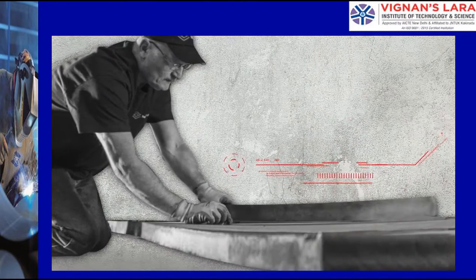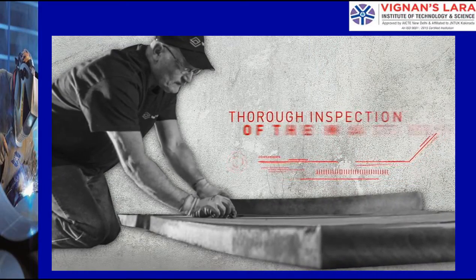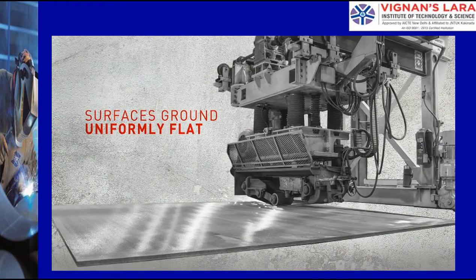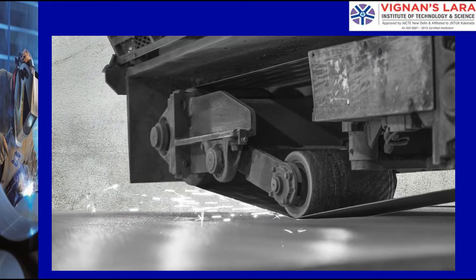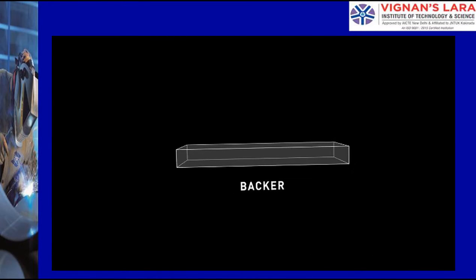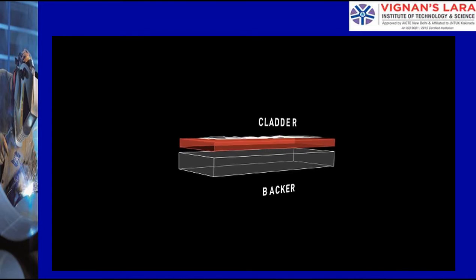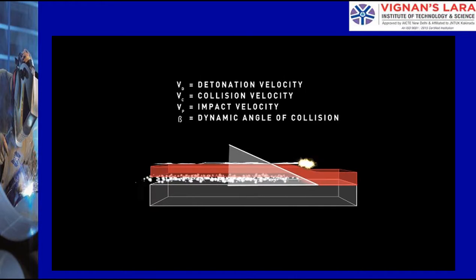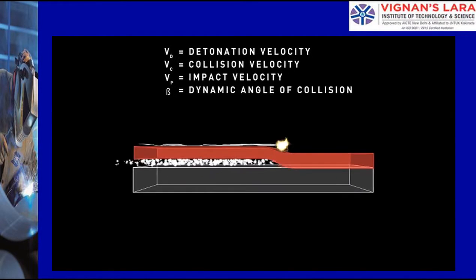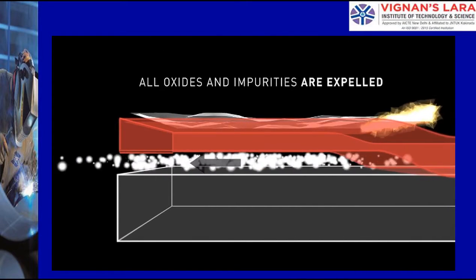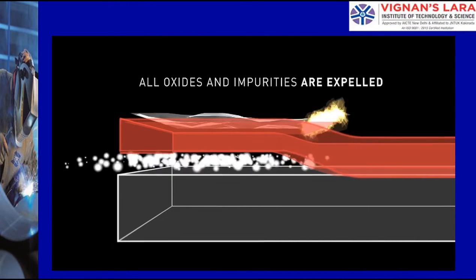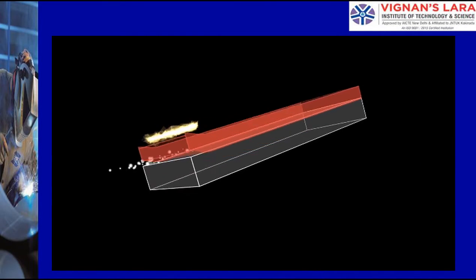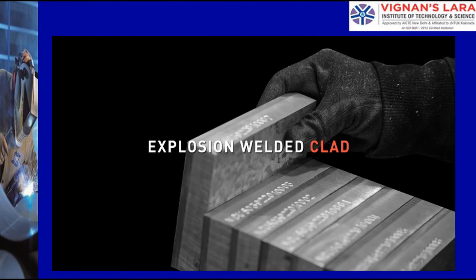The proprietary explosion welding process begins with a thorough inspection of the materials. Then, grinding the surface of each metal ensures that they're free from any debris, oxides, and surface flaws. The thicker of the two metals is called the backer, the thinner layer, the cladder. The detonation is initiated, driving one metal towards another, producing a precise collision angle and velocity. These factors are crucial in creating a jet in which all oxides and impurities are expelled. The jet not only sweeps the plate surface clean, but creates the ideal conditions for a weld. The backer and cladder come together to produce the end product, explosion welded clad.